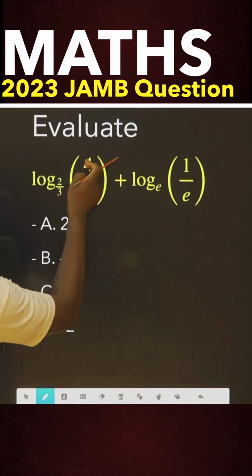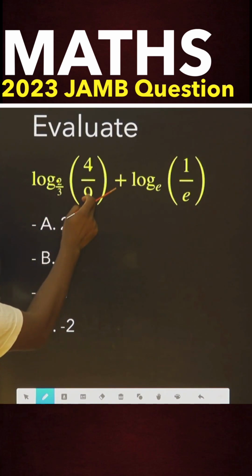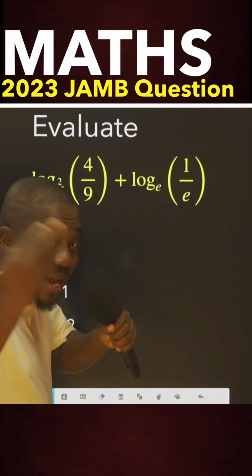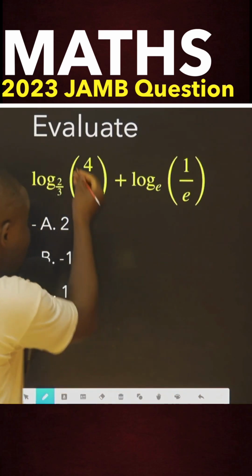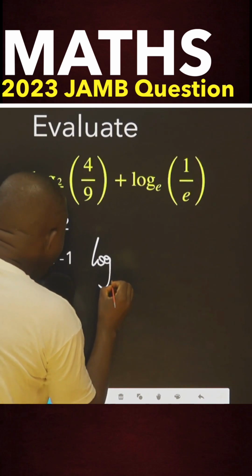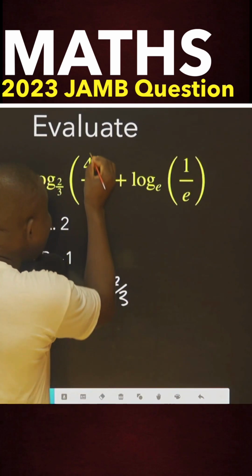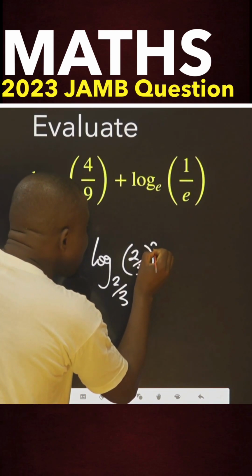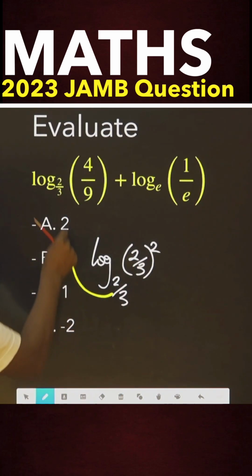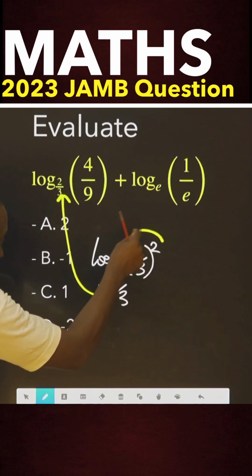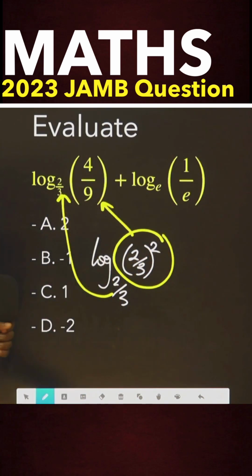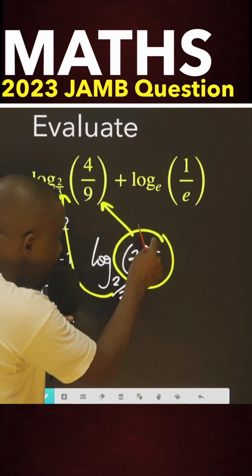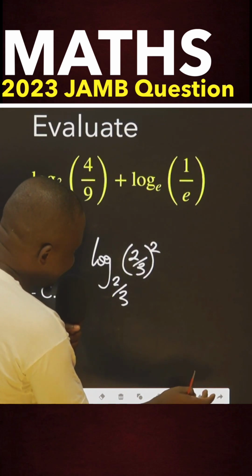What are you seeing here? 4, 2, 9, 3. What is that telling you? The person is helping you. This simply means log base 2 over 3. This one can also be written as 2 over 3, everything raised to power 2. What am I saying? This one now is this. This group is this. That is to say, 2 raised to power 2 is 4. 3 raised to power 2 is 9.